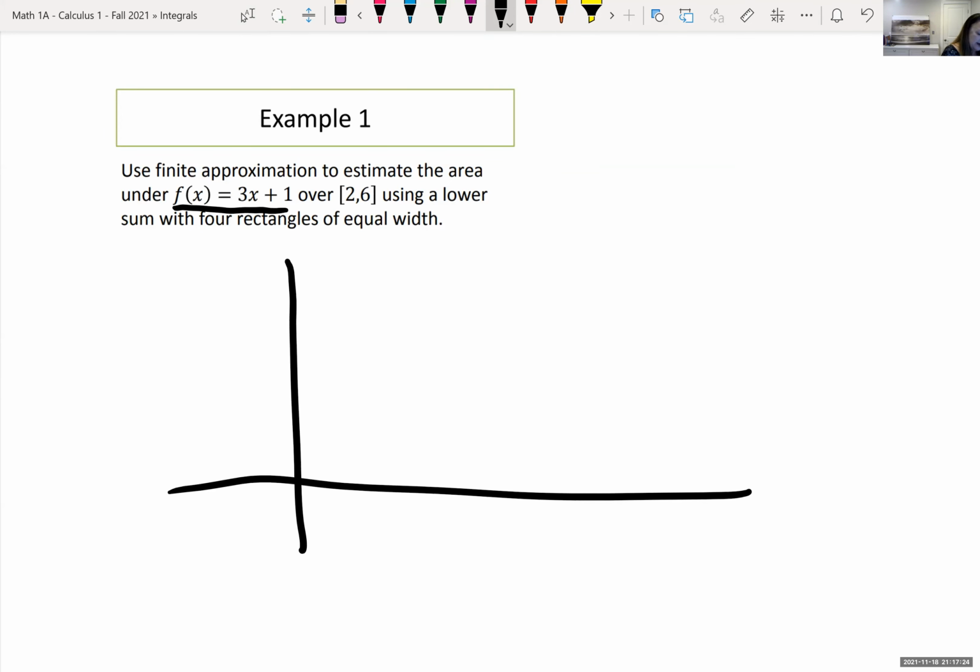We can see that the y-intercept is at 1. And if we graph this, basically rise 3, run 1. We're starting at 2, so let's just find the point at 2. So at 2, that would give us 7. Okay, I might need to make this a little smaller in here. Okay, so 1.